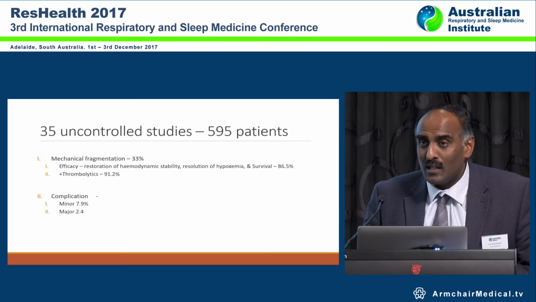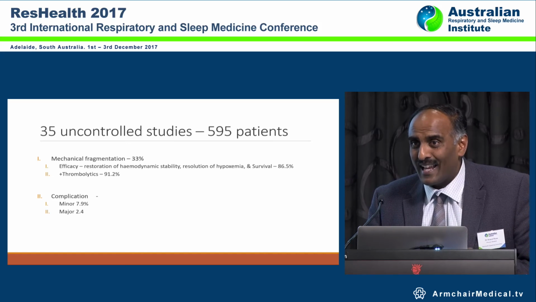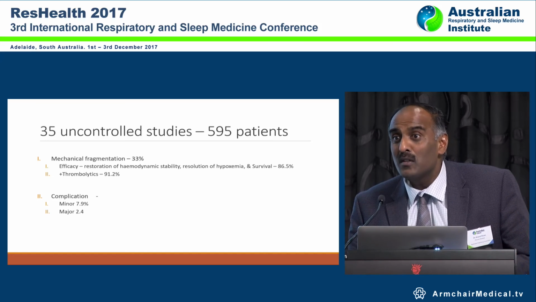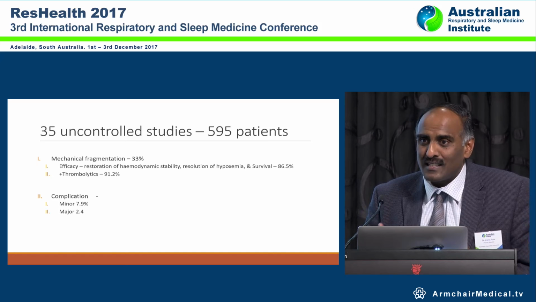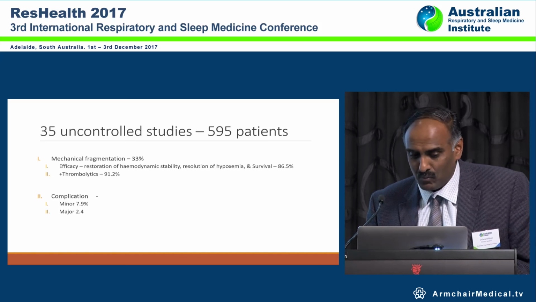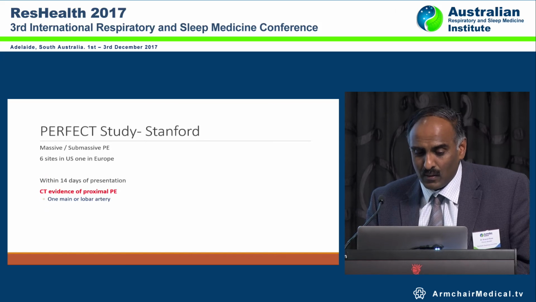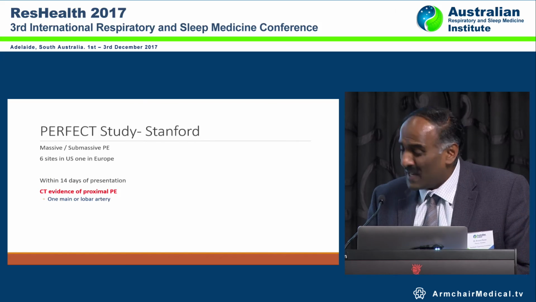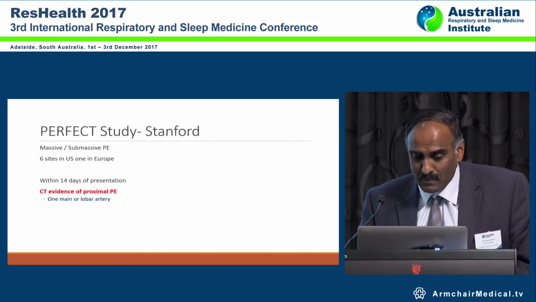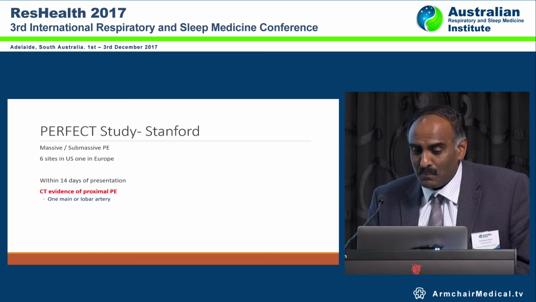Again, major impediments: equipment, expertise, and logistics. You could have the equipment, you could have the expertise, but the sheer logistics of identifying the right patient and putting them through it has an impressive complication rate. There are 2 major studies, and they are evolving as we speak, looking at massive and submassive studies.